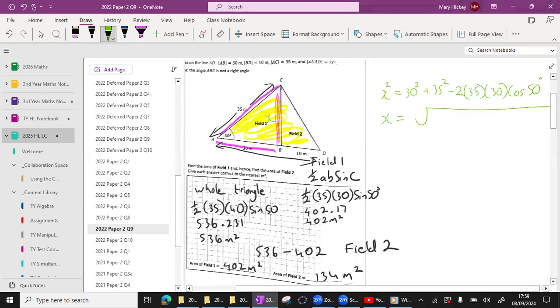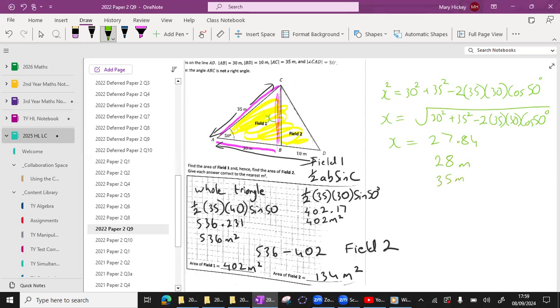Now, ultimately, I need to get the square root of all of this because I need to get rid of the square. So you can do it in sections or do it together, but you just need to show all of your filling into the formula. So I'm going to now get the square root of 30 squared plus 35 squared minus twice 35, 30, and then the cos of 50. Okay, so that's coming out to be 27.84. Now, I want the perimeter to the nearest meter. So that's going to be 28 meters.